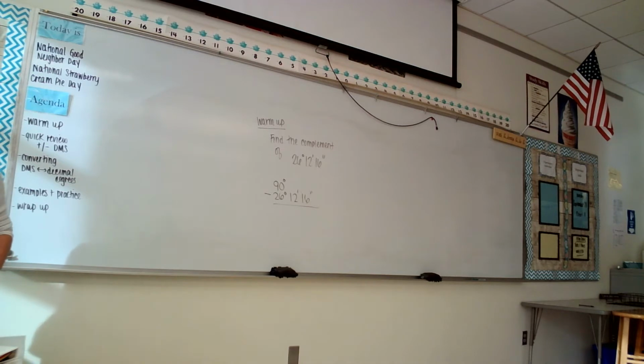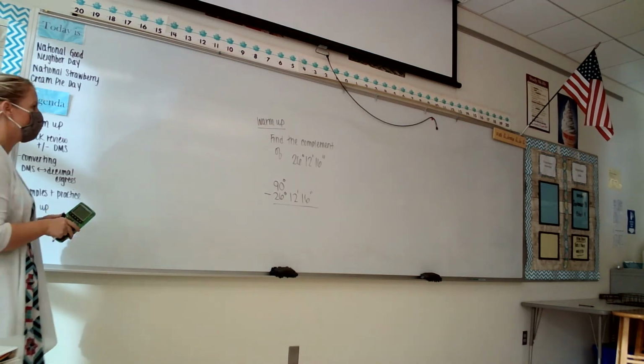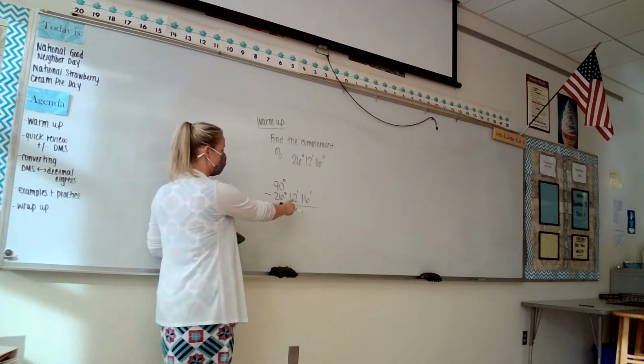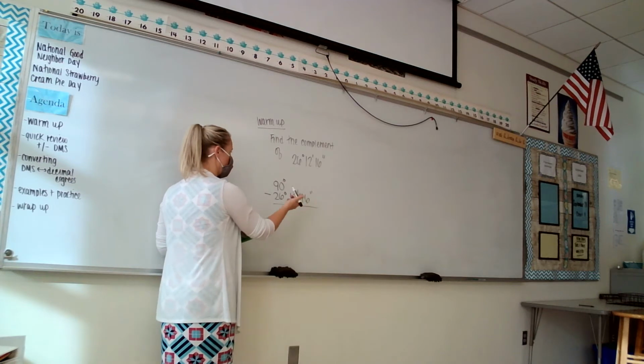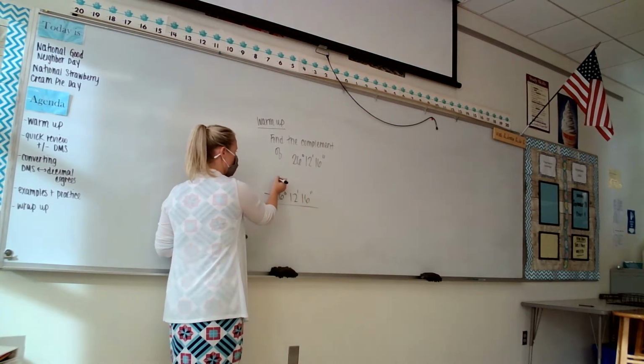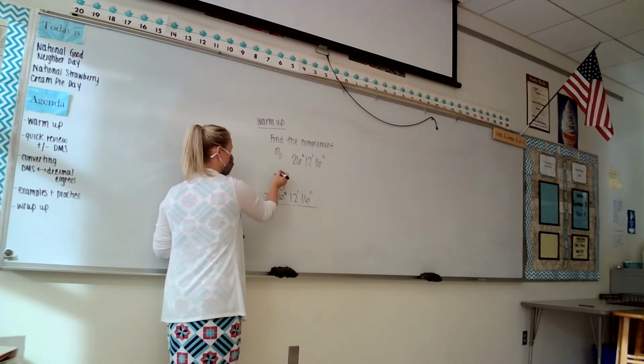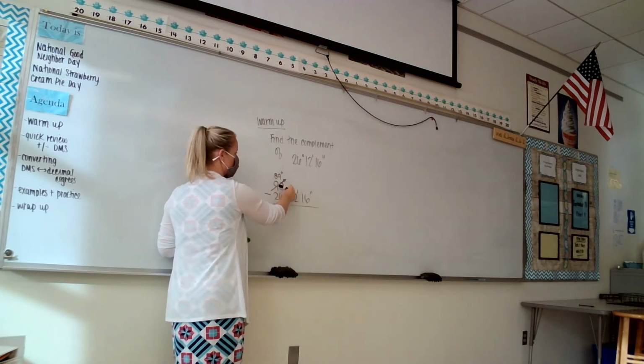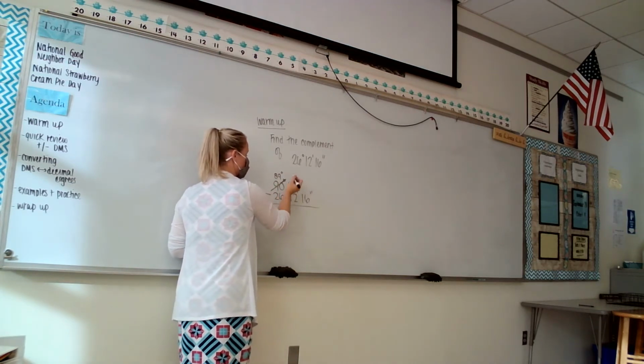All right, so we're gonna get started. Let's go over the warm-up. So for subtraction, just as a reminder, we can't subtract from nothing. We don't want negatives. So we are going to borrow. I'm going to borrow 1 degree. Anytime I borrow 1 degree, that gives me 60 minutes.